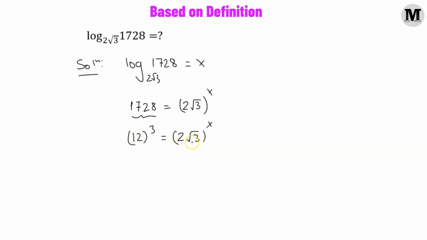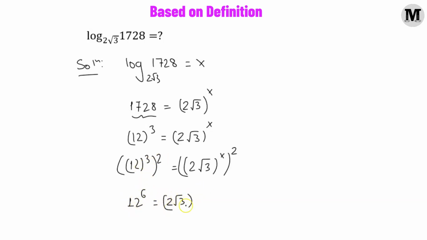Now what we will do, let's get rid of this particular square root by squaring both sides. So we have 12 cubed whole raised to the power of 2. We're squaring both sides, and this will be 2 times square root of 3 whole raised to the power of x and the whole raised to the power of 2. So this will be simply 3 times 2, that's 6, and this equals 2 square root of 3 whole raised to the power of 2 whole raised to the power of x. So 2 square root of 3 whole squared simply equals 12. So we have 12 raised to the power of 6 on the left hand side, and on the right hand side we have 12 whole raised to the power of x.